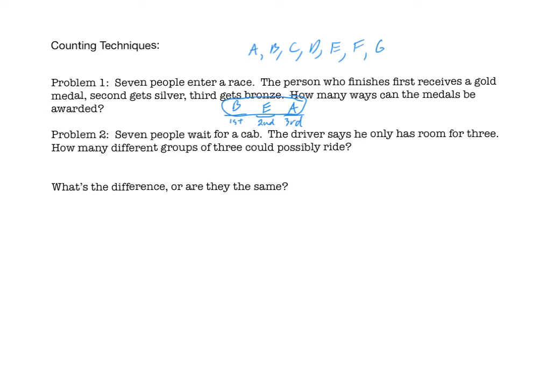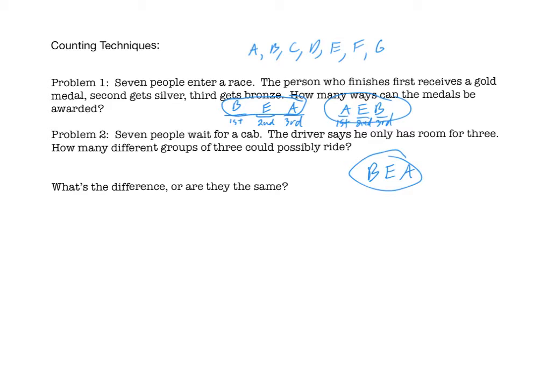Down here in problem 2, again, there's also 7 people waiting, and 3 of them can ride in the cab. For example, you could have B, E, and A ride together. That's one possibility. So BEA is a possibility up here, and BEA is a possibility down here as well. However, what about AEB? Is that the same outcome in problem 1? AEB is a different outcome than BEA. With AEB, let's say Adam came in first, Aaron came in second, and Beth came in third. So these are 2 totally different outcomes, this BEA and this AEB.